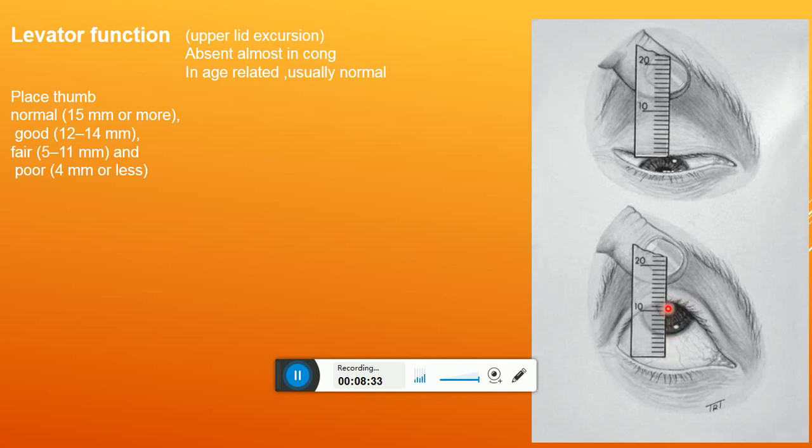Levator function is graded as normal if it is 15 mm or more. It is good if it is between 12 and 14 mm. It is fair if it is between 5 and 11 mm, and it is poor if it is 4 mm or less. Levator function is absent almost always in congenital ptosis. In age-related ptosis, it is usually normal.